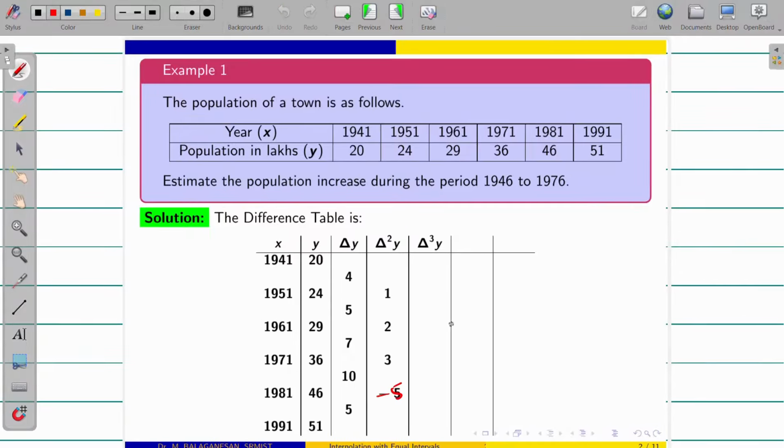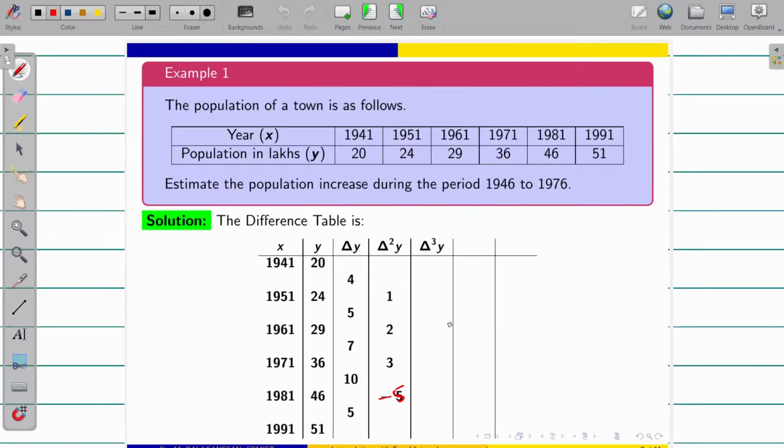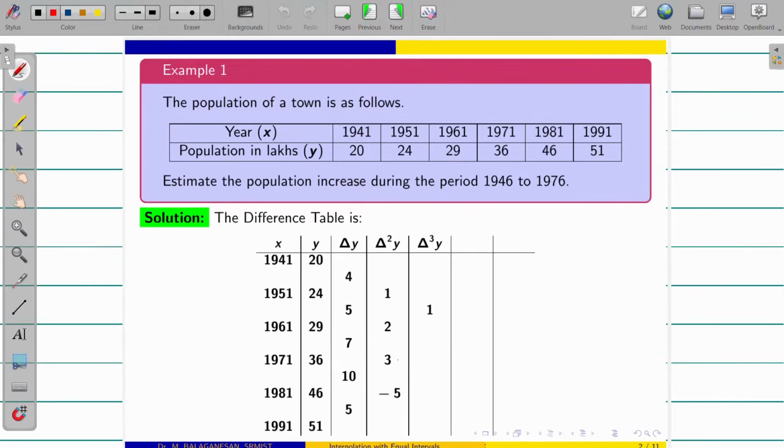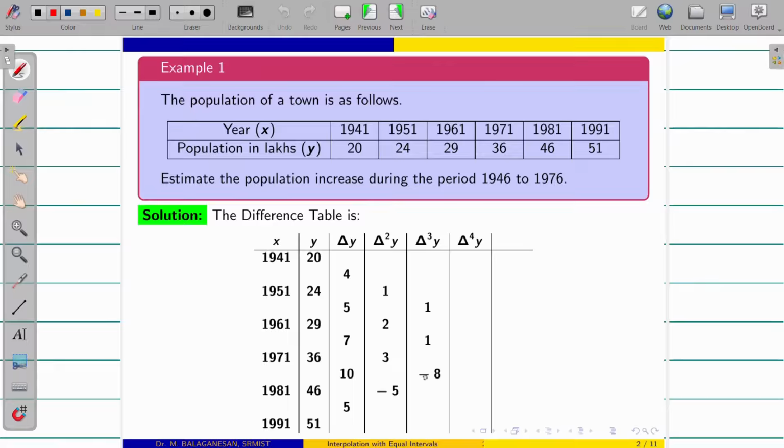Now come to the third difference. I'm going to subtract this and this. That's a similar procedure. 2 minus 1, this one. 3 minus 2, next one, this one. Minus 5 minus 3, that's why I asked you to do it very carefully. Minus 5 minus 3 is minus 8. Now 1 minus 1 is 0. Minus 8 minus 1 is minus 9. And then minus 9 minus 0 is minus 9 only.